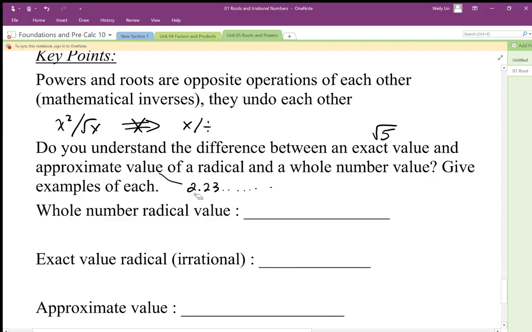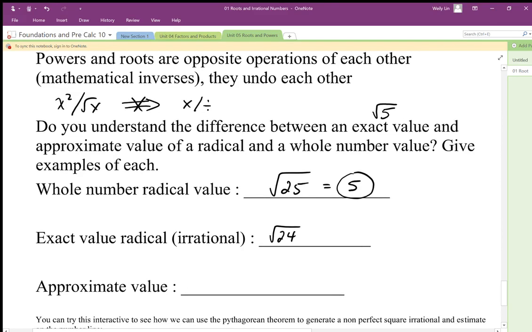These are only useful to answer word problems or something like that, measurement problems. So a whole number radical value would be, for example, 5. The exact value, the whole number radical value, is going to be something like square root 25, and that gives us 5. If we have square root 24, we cannot take the square root of this, so we just keep this as square root 24. This is an exact value. Square root 24 is an exact number.